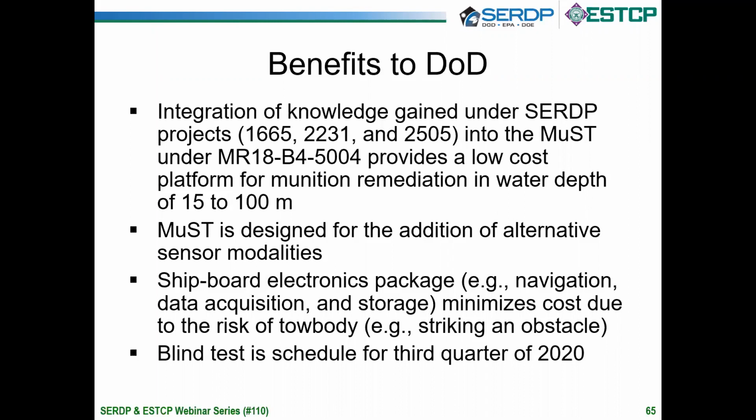And finally, there's a blind test scheduled for the third quarter of this year. The last time I talked to Kevin, they still hope to have that blind test. I believe it's in the August or September timeframe. PNNL will deploy target fields. At most, they might tell us where the target fields are, but other than that, we will have no idea what targets they place or what the orientations of the targets are. No information on the target field will be given to us, and we will see how well the MUST system can perform in that blind test.